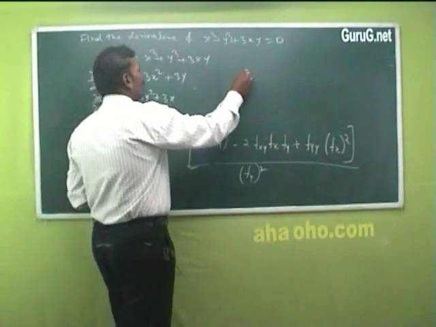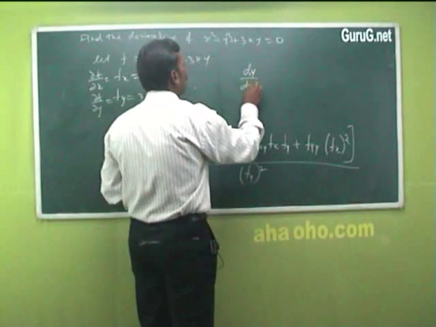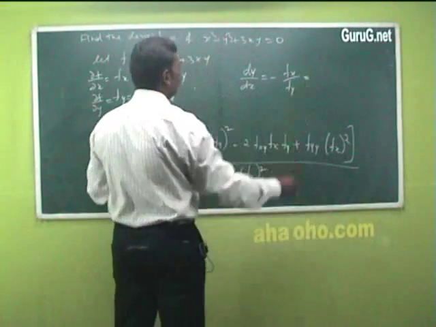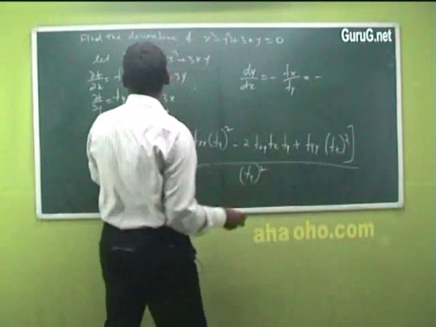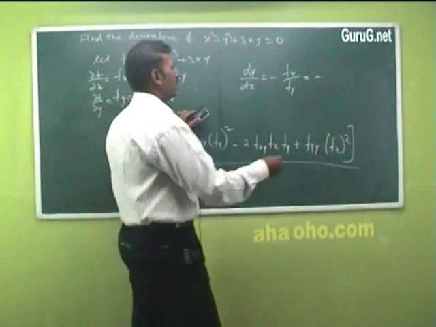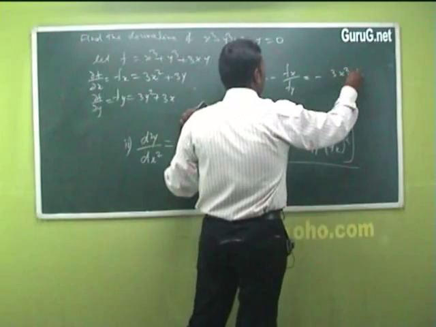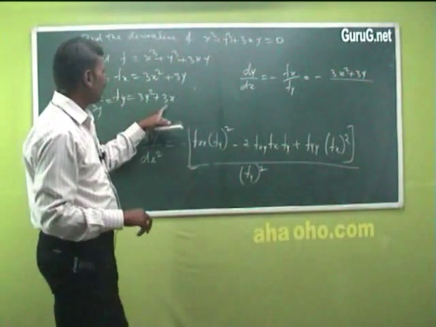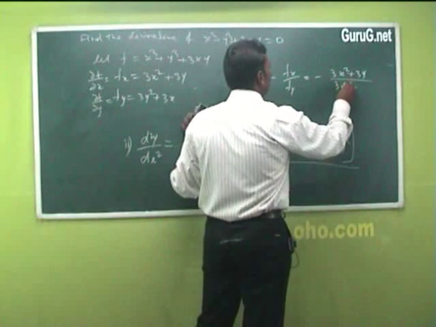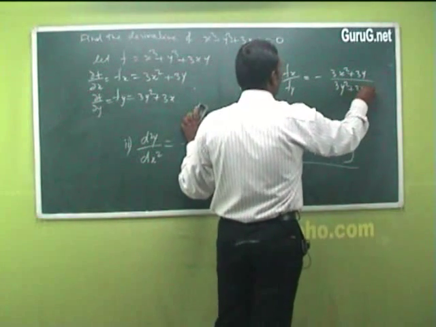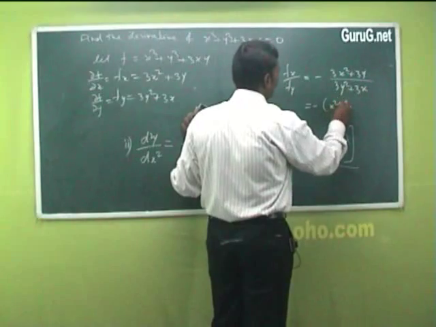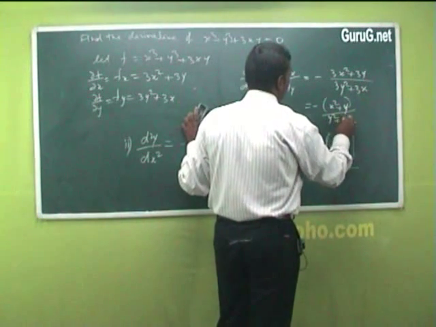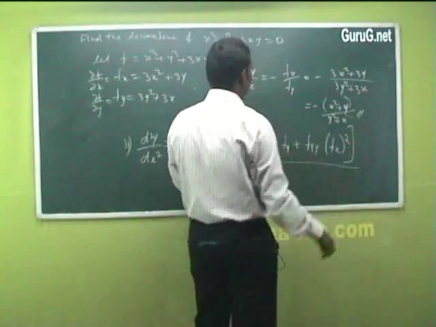Therefore, dy by dx equals minus fx by fy, where fx is 3x squared plus 3y, divided by fy, which is 3y squared plus 3x. You can take 3 outside. So it is minus of x squared plus y by y squared plus x. This is the first order derivative.